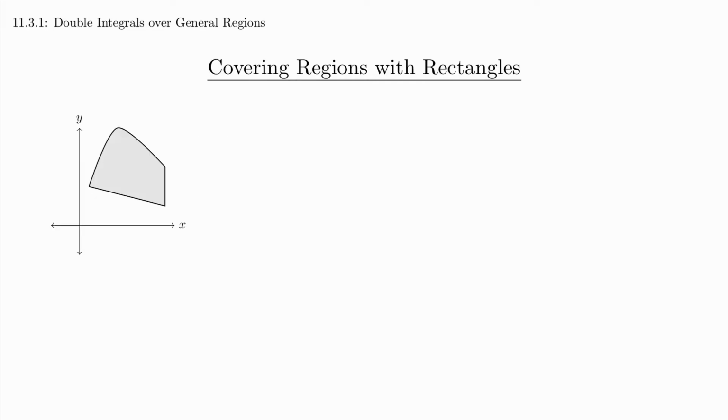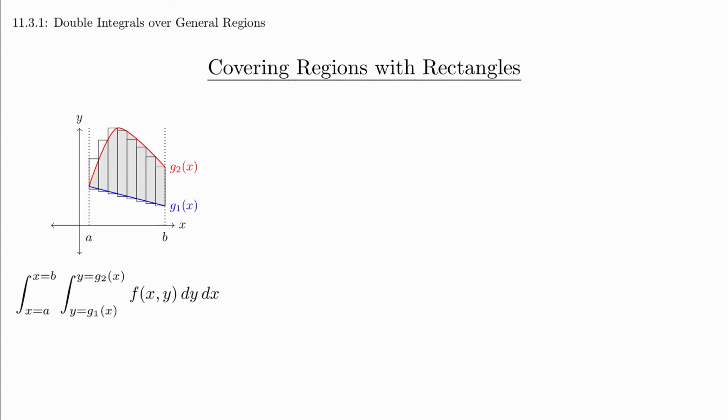This first example is a typical example that can be covered using vertical rectangles. The key features here are that there is a lower function and an upper function, and that the region is bounded by constants on the left and the right. With these bounds set, you can draw in connected vertical rectangles and cover the whole region. This also gives us the information we need to set the limits of the integral.